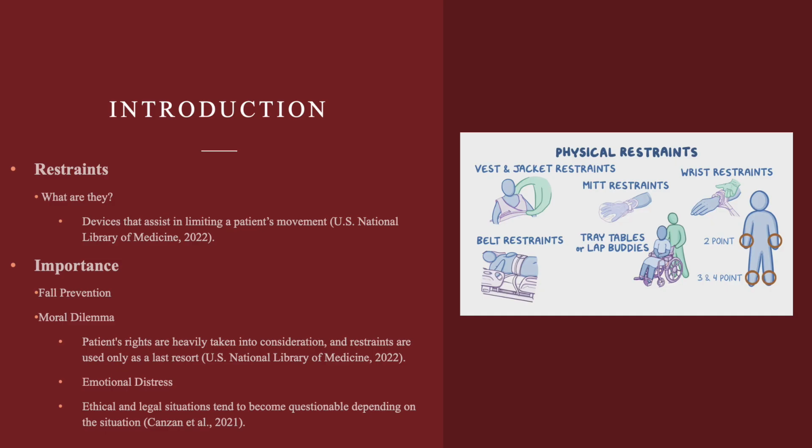Restraints, what are they? They are devices that assist in limiting a patient's movement. While devices are typically the forefront in thought when someone mentions restraints, restraints can actually be any action that prevents the free movement of a patient's body in which they cannot easily be controlled or removed by the patient themselves. There are different types of restraint devices such as belts, jackets, mittens, and wrist bracelets. The type of device is dependent on the type of situation that is needed for the patient.